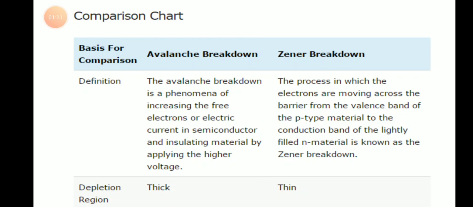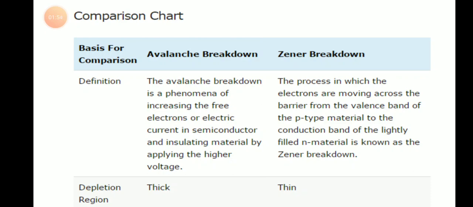The avalanche breakdown is a phenomenon of increasing the free electrons or electric current in semiconductor and insulating material by applying a higher voltage. If you increase the free electrons in the semiconductor, that is called an avalanche breakdown.